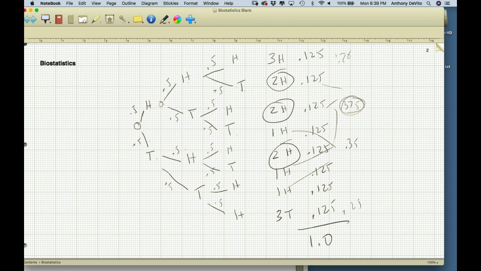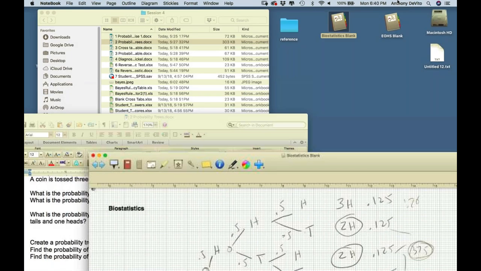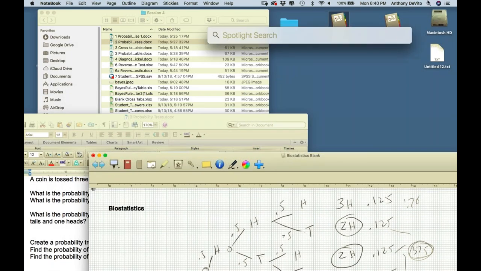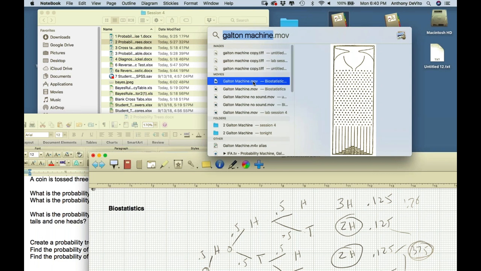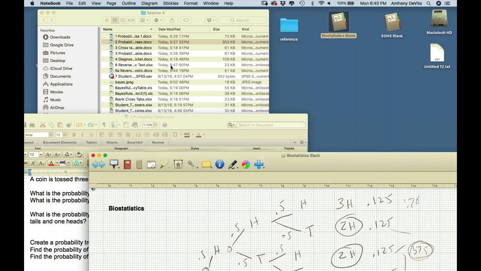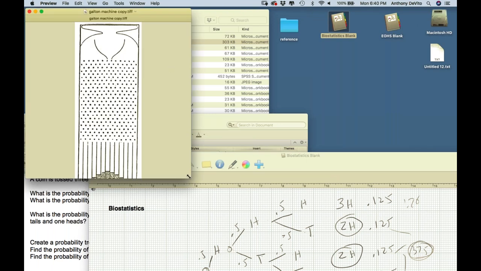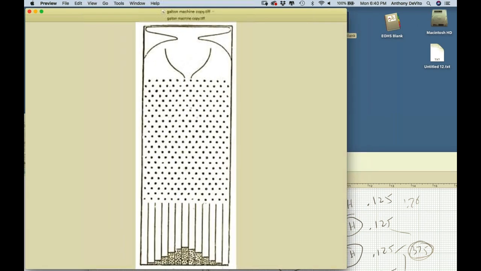That's a special kind of distribution called a binomial distribution. We're going to talk about that in a second. Matter of fact, I might have a video I can play. You might as well see this now. I'll show you a picture first. This is something called a Galton machine. And the way it works is I'm going to walk away from here for a break.